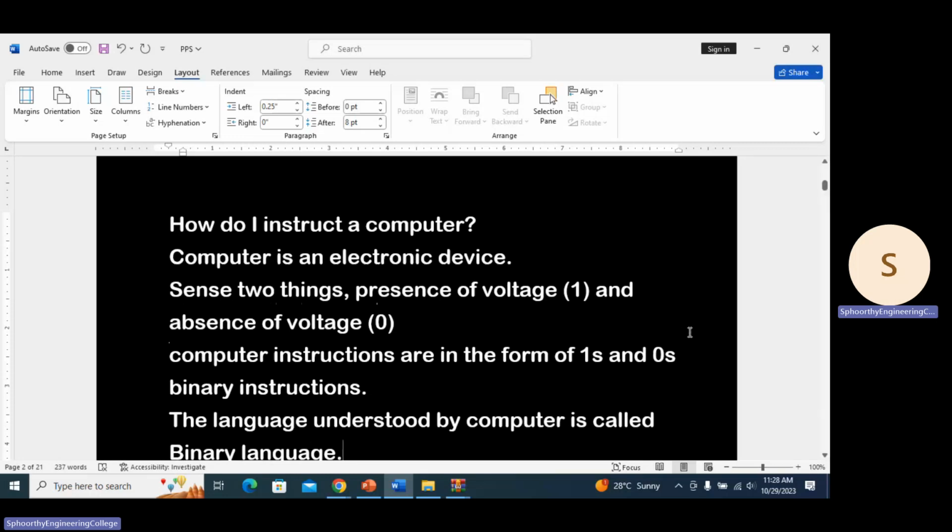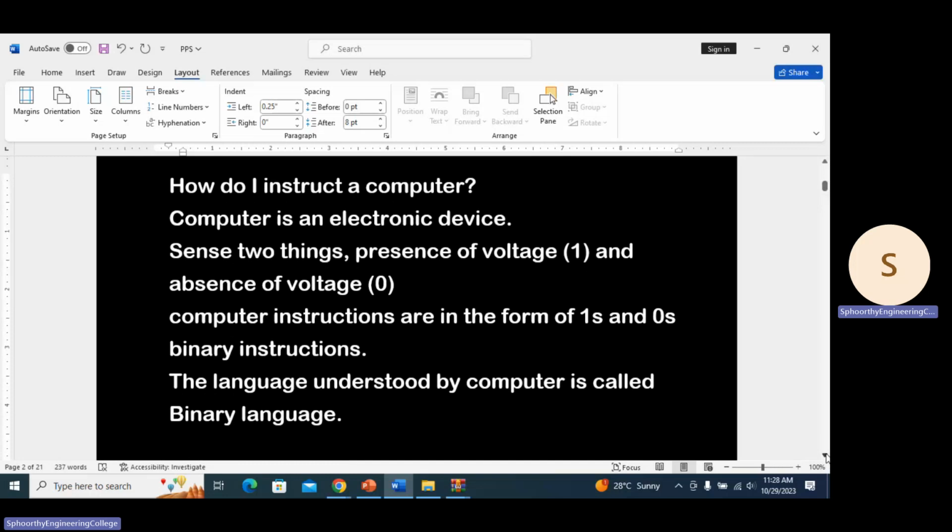So I hope till this point it's clear to everyone. The language understood by computer is called binary language. Right, friends? Now the challenge is, we go back to our first question from where we actually started. We started with the point that computers are very, very fast and accurate than us. There is no doubt in that.